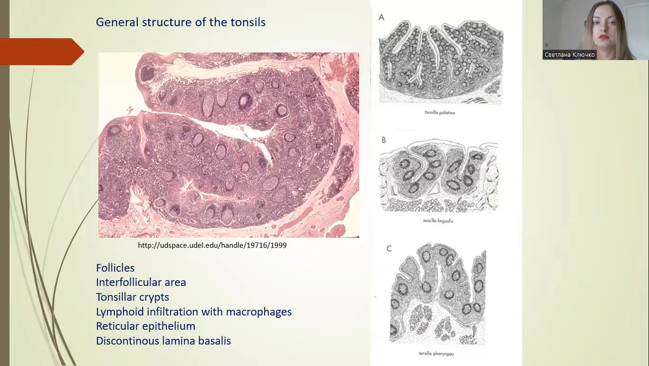General structure of the tonsil. You can see the mucosa is stratified squamous non-keratinized epithelium, with invagination of mucosa. We call it crypt, and lymphoid tissue surrounds this crypt under the mucosa, and we can see lymphoid infiltration with macrophages and lymphoid nodules and diffuse lymphoid tissue.